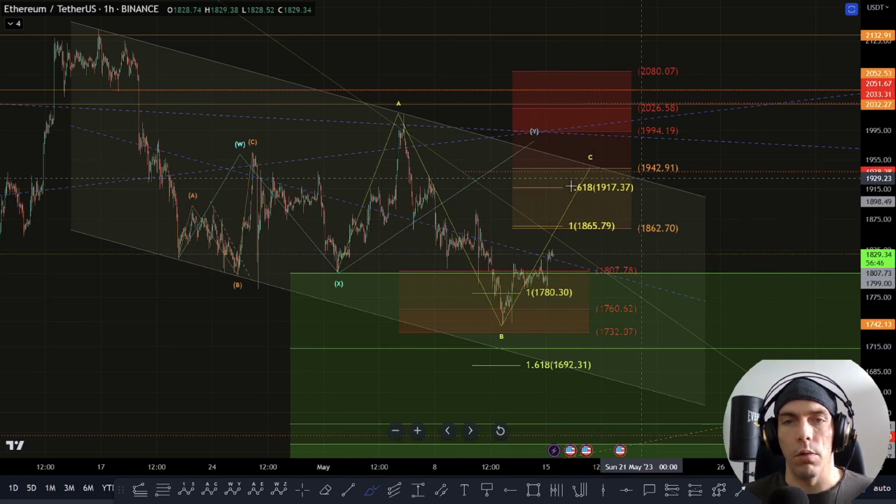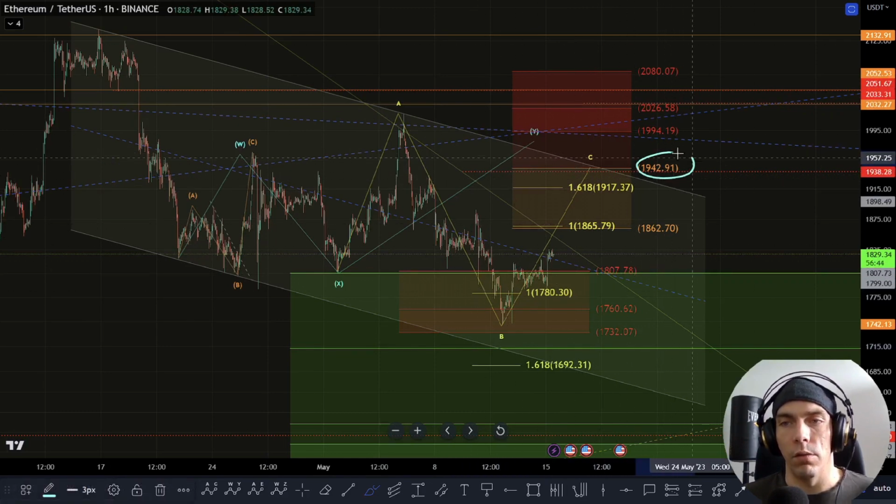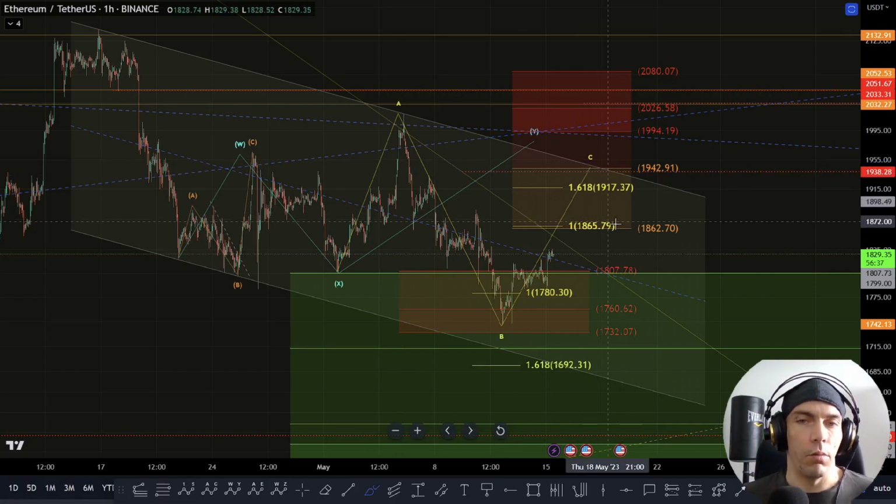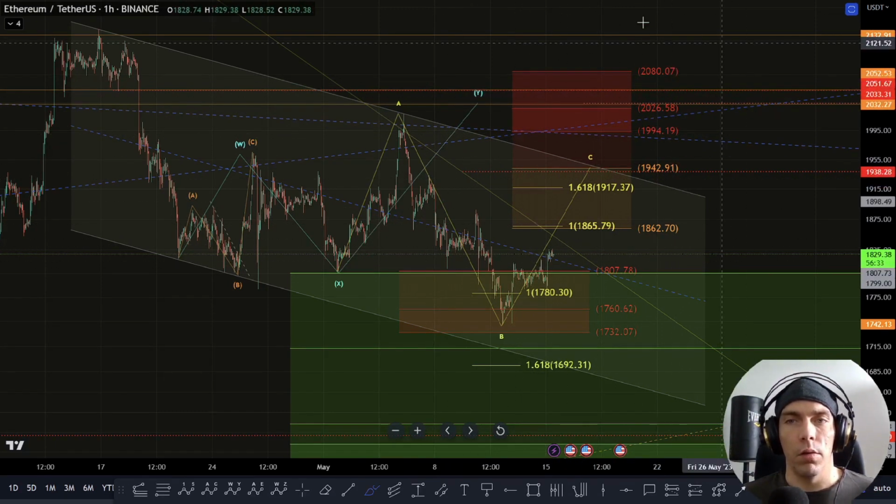What I'd be looking for is how we react around these levels. This 1942 area would be quite an interesting one because we would have this zone here where we are actually interacting with this channel once again. So if we do start to break back to the upside here, what I'm going to be looking out for is that potential of this move in this way.